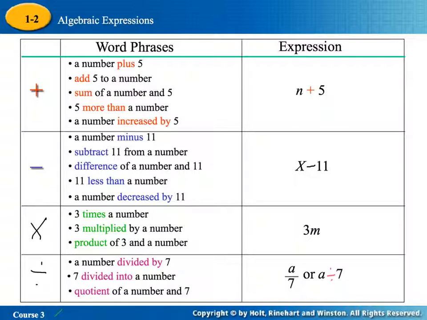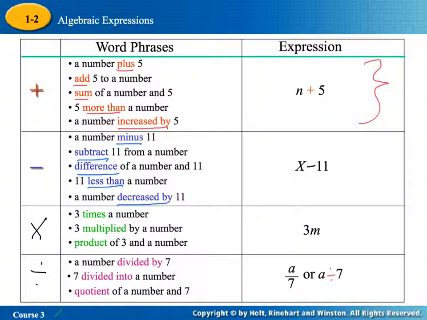When you look at this, these are going to be phrases and key words that are associated with different operations. If you look at the very top column, there's addition. Words that go with addition are plus, add, sum, more than, and increased by. Those are common words that can be associated with adding. With subtracting, you get minus, subtract, difference, less than, and decreased by.